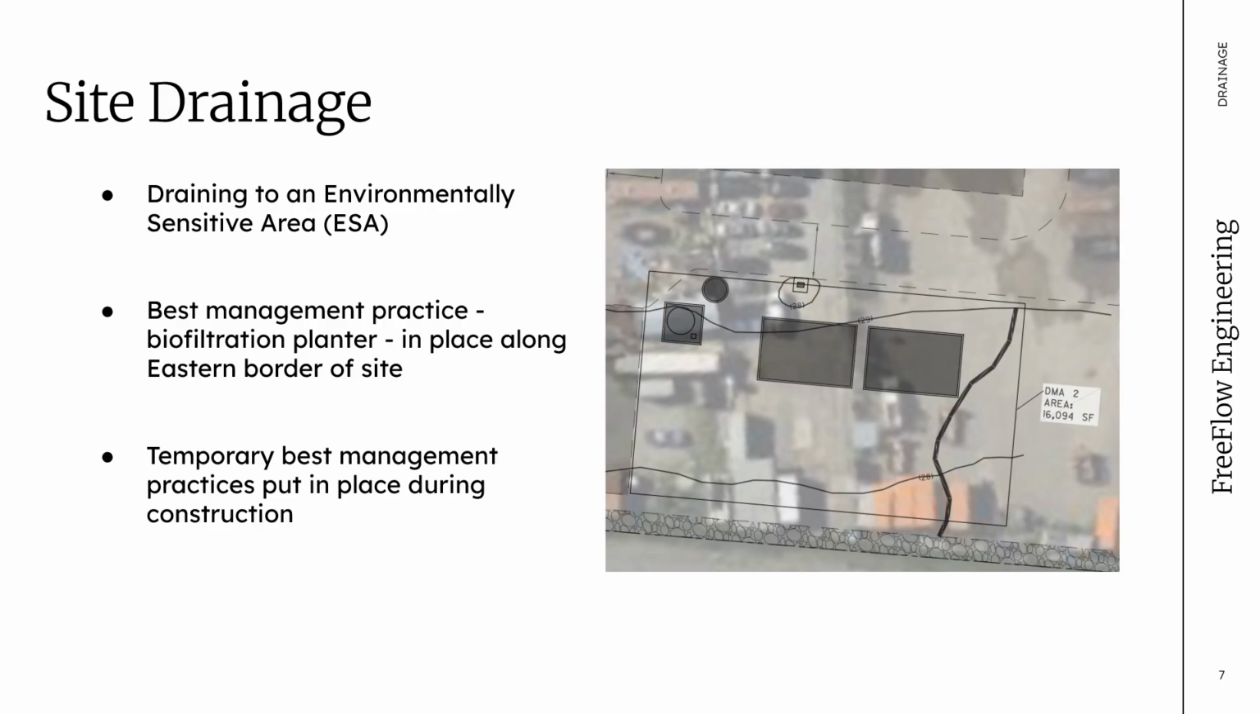These were sized to have a 6-inch diameter for the proposed site runoff capture. Manning's equation was used to size these pipes. Temporary BMPs were necessary during construction. These included a silt fence around the construction site and storm drainage inlet protection.